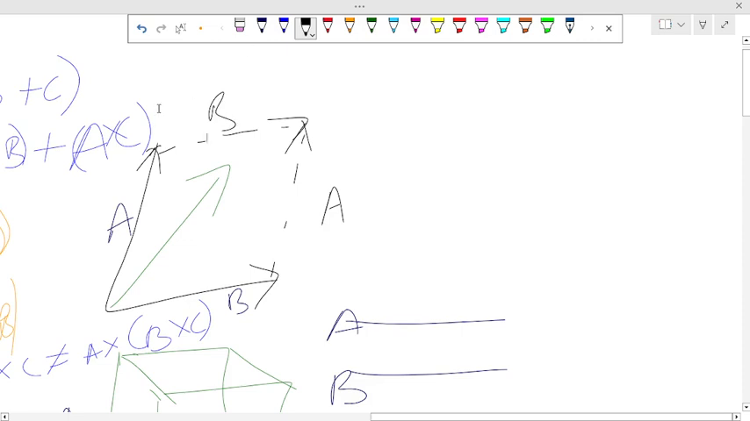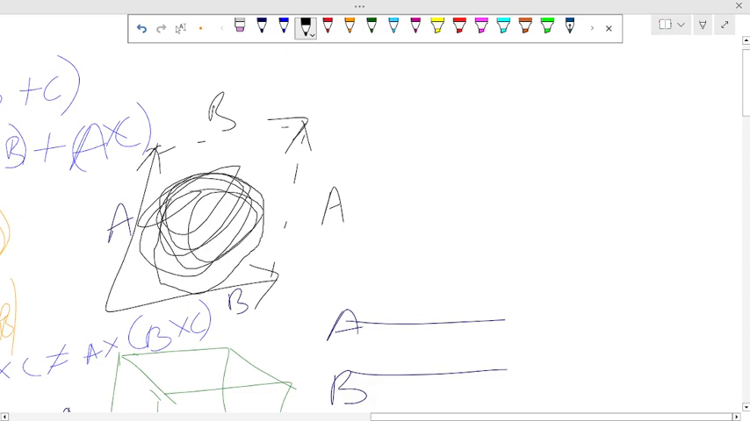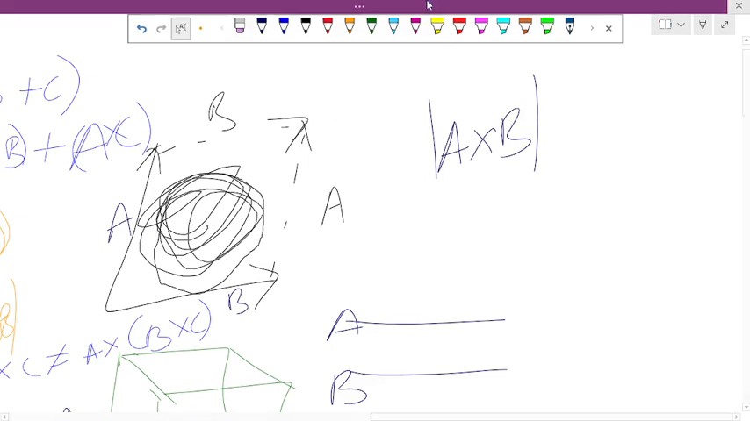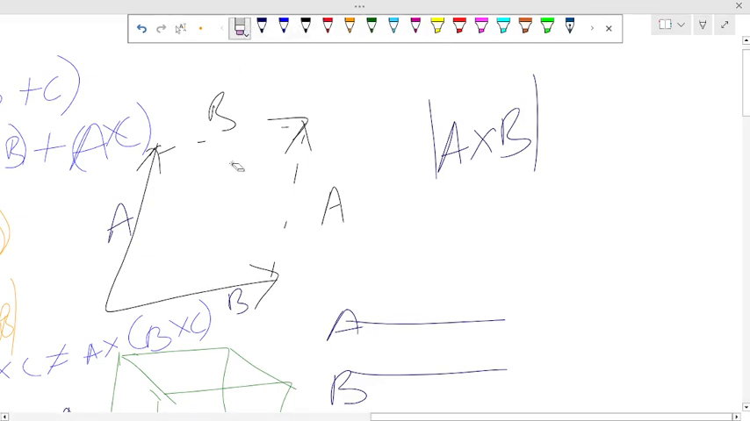I'm trying to draw a parallelogram, hope this is manageable. Now B, B, A, A. This forms the parallelogram. The area of this parallelogram is the same as the magnitude of A cross B.